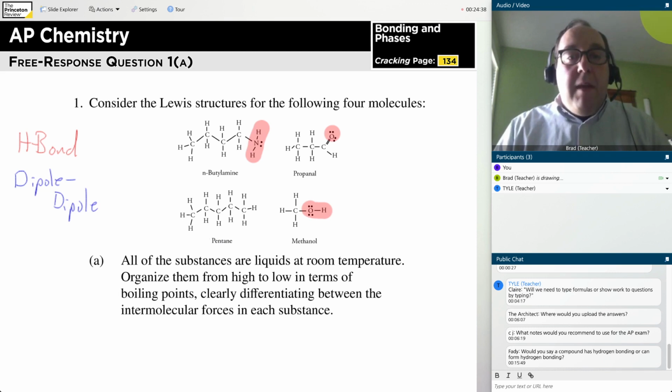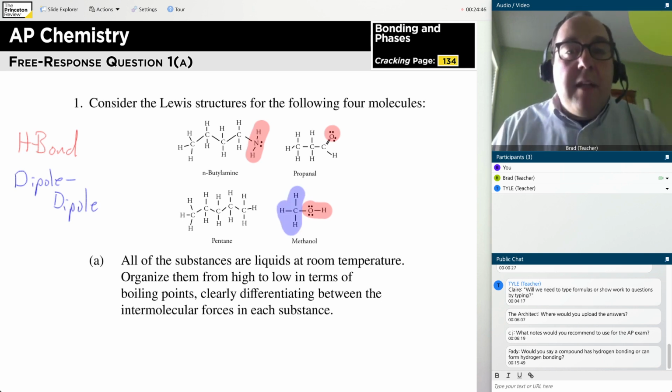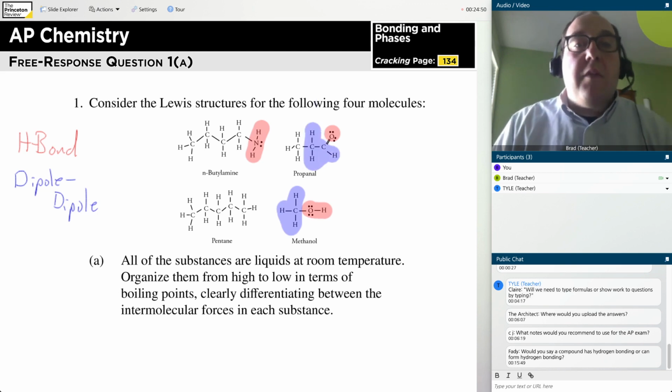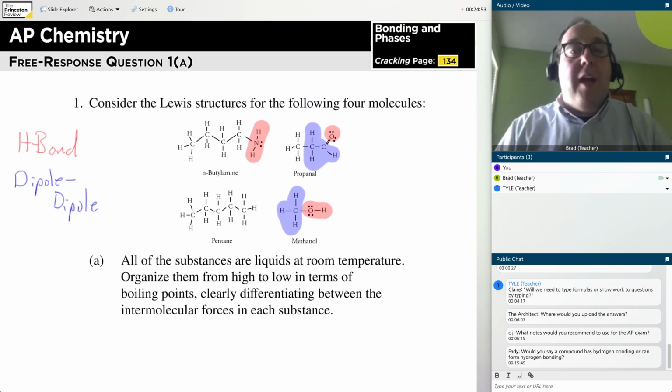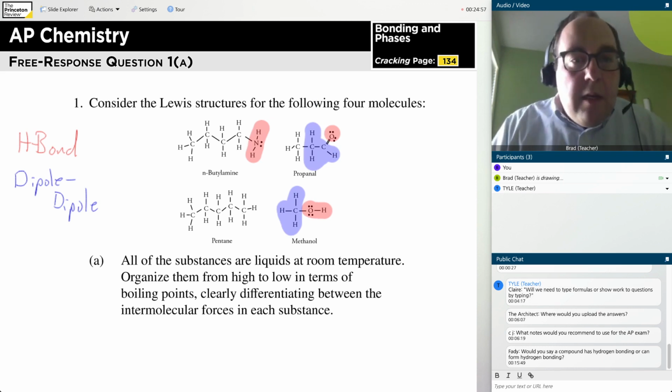But when you get to methanol, you're going to have a big dipole between that carbon and that oxygen in methanol. So you'd expect dipole-dipole forces to happen as well. Similarly, in propanal, you're going to have these carbons near that very electronegative oxygen atom. So you'd expect dipole-dipole forces to show up in propanal as well, and as well in butylamine.